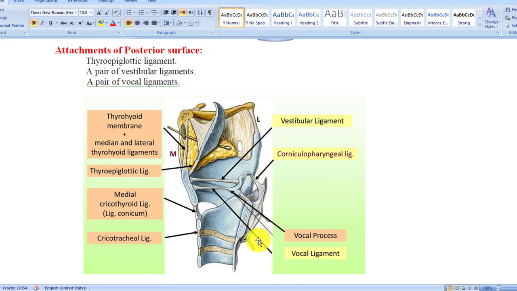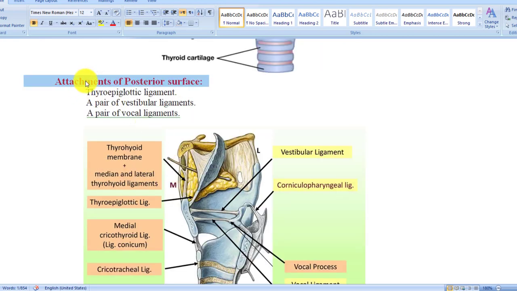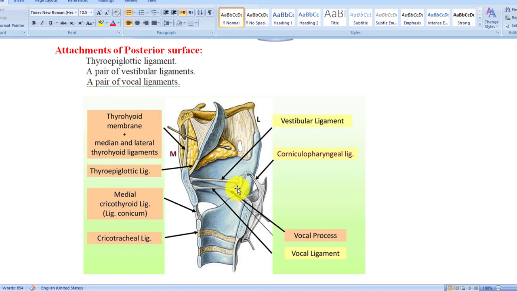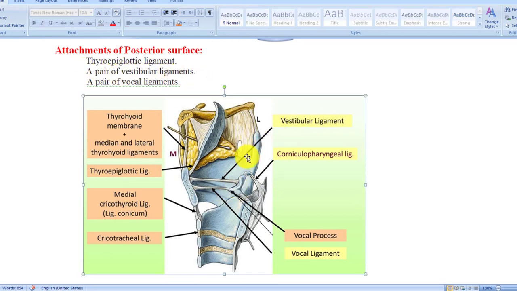So this is the posterior part, right, and this is the anterior part of the thyroid cartilage. Now let's see attachments of the posterior surface. There is thyroepiglottic ligament. Then there is a pair of vestibular ligaments. You can see these are the two vestibular ligaments, right?